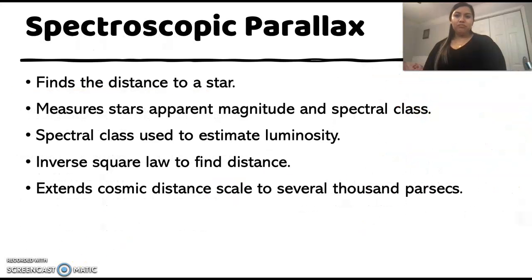Next, we are talking about spectroscopic parallax. To find the distance to a star, we use spectroscopic parallax. We don't use regular parallax. For that, we measure the star's apparent magnitude and spectral class. The spectral class is used to estimate the luminosity of the star, and then the inverse square law to find the distance. It extends the cosmic distance scale to several thousand parsecs. A lot of it changes.